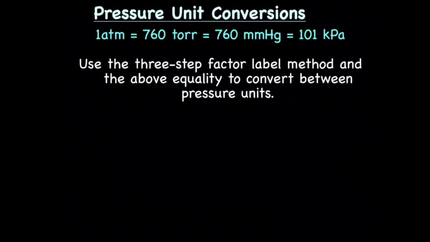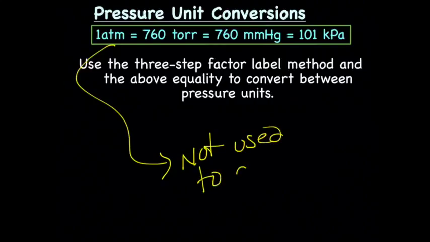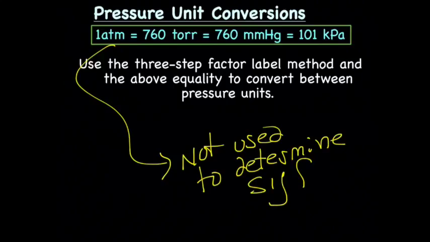All right, pressure unit conversions. You should have this equality, actually probably a bit longer, on your unit conversion table. This is a big old equality where 1 atm equals 760 torr equals 760 millimeters mercury equals 101 kPa. Because these are constants, or we didn't measure them, they are not used to determine sig figs. Okay? They are not used to determine sig figs.